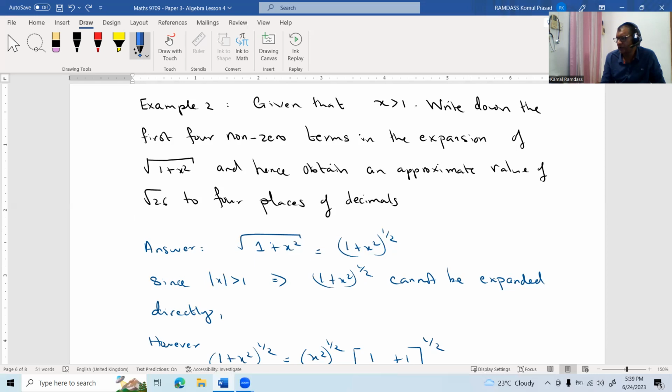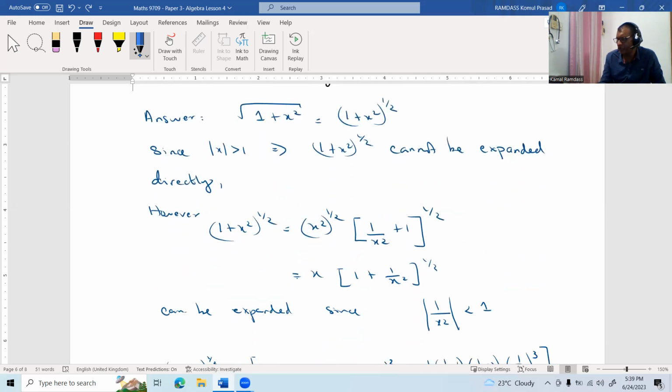Here I write: since |x| is greater than 1, (1 + x²)^(1/2) cannot be expanded directly. So I take x² out. It becomes (x²)^(1/2) times (1 + 1/x²)^(1/2), and (x²)^(1/2) is equal to x, so x times (1 + 1/x²)^(1/2). This is the remainder form that obeys, and it can be expanded since |x| is greater than 1, so |1/x²| is less than 1.